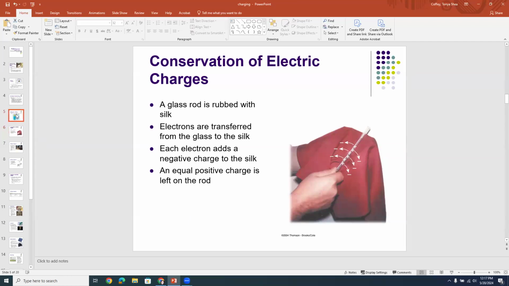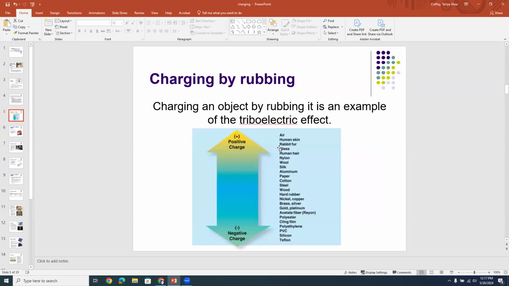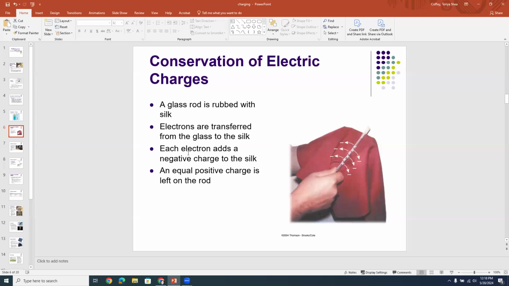But for example, if you have a glass rod rubbed with silk, let's go back to our little chart here. You can see that glass has a tendency to become positively charged, and silk is further down on that triboelectric scale. So it's going to become negatively charged if it rubs glass. And so that means that you're going to have electrons transferred from the glass to the silk, and then the silk becomes negatively charged, and an equal positive charge is left on the rod.